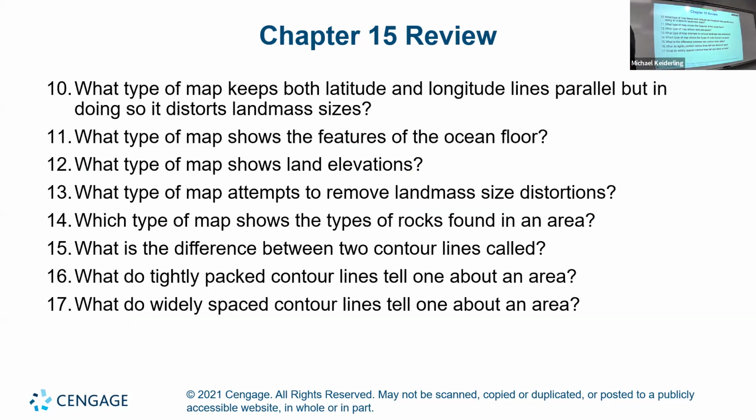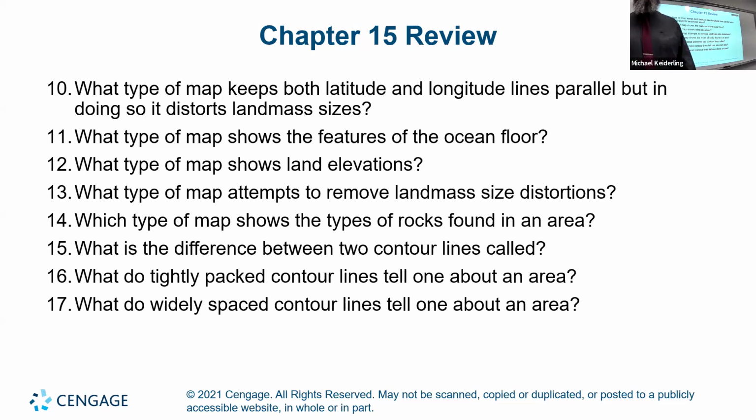What type of map keeps latitude and longitude lines parallel, but in doing so it distorts landmass sizes? That's a Mercator projection. The type of map that shows the features of the ocean floor is a bathymetric map. The type of map that shows land elevations is a topographic map. Or a contour map is a way you can draw a topographic map.